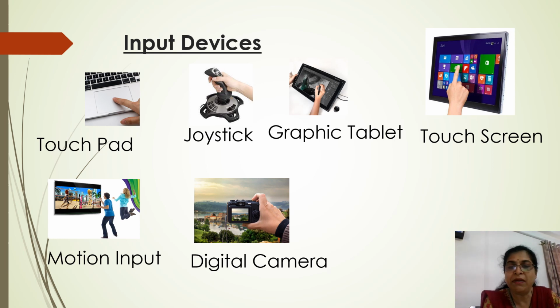Now, digital camera. Digital camera means here you are capturing the pictures in your camera and it is getting stored in the computer. Okay, a digital camera, also called digicam, is an electronic input device used to capture and store photographs electronically in the computer. Now then comes a few more.